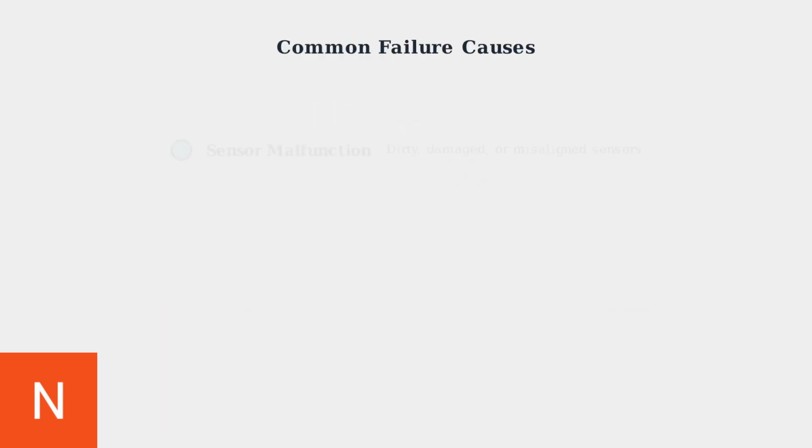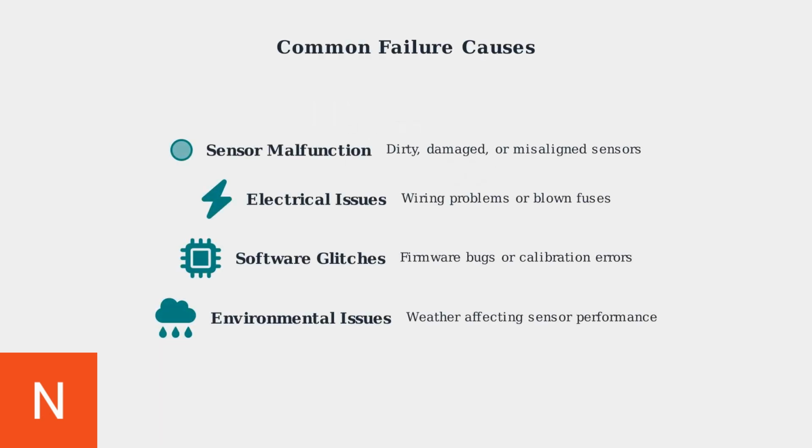When park assist systems fail, there are four primary categories of problems. Understanding these categories helps you diagnose issues systematically and efficiently.